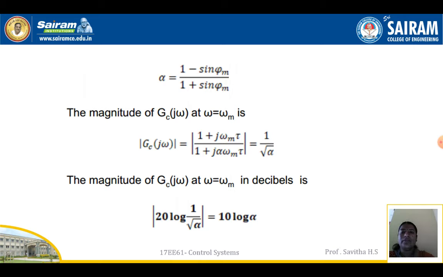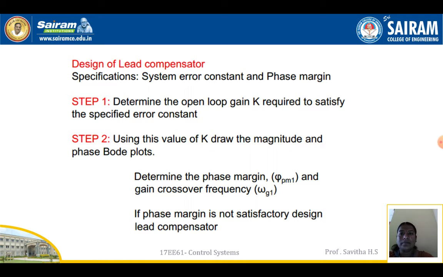The magnitude of Gc of j omega at omega equal to omega m is the magnitude of (1 plus j omega m tau) divided by (1 plus j alpha omega m tau), which is equal to 1 by square root of alpha. The magnitude of Gc of j omega at omega equal to omega m in decibels is 20 log 1 by square root of alpha, which is equal to 10 log 1 by alpha.